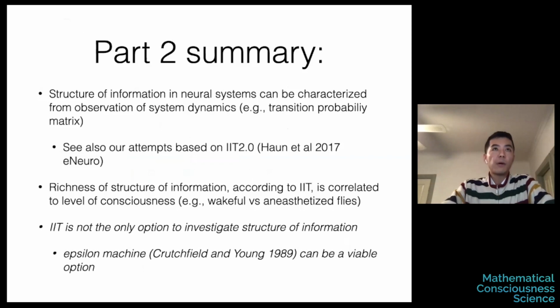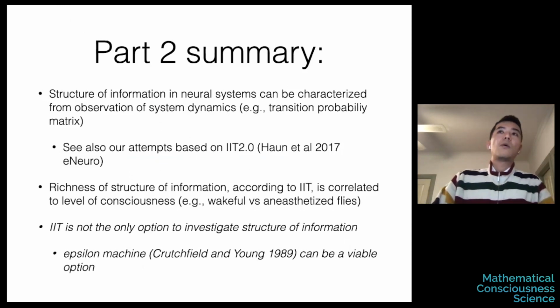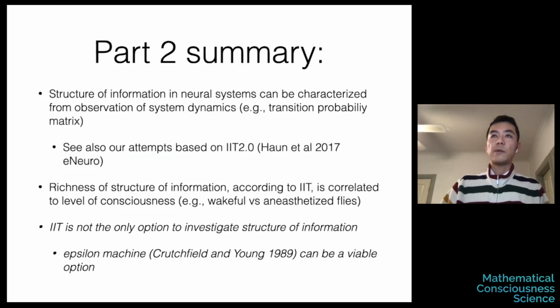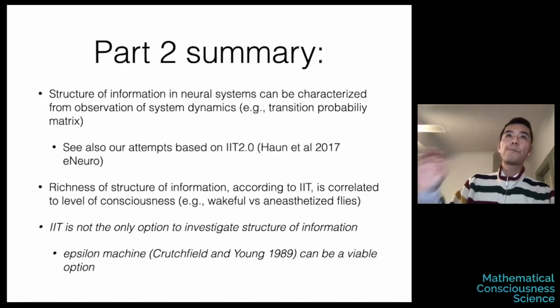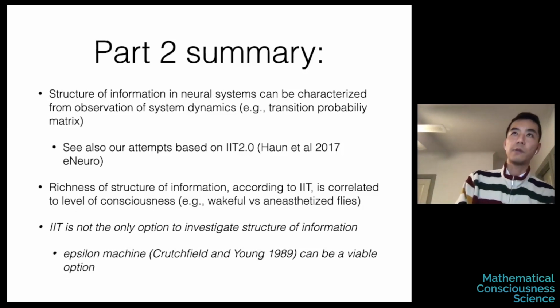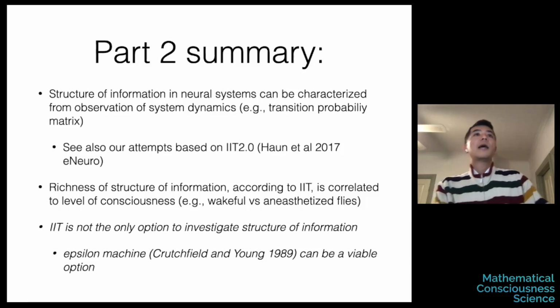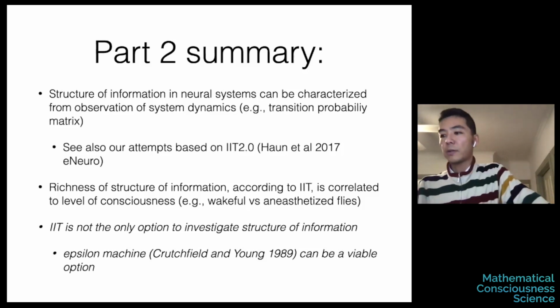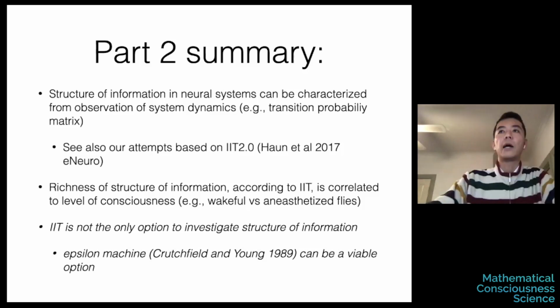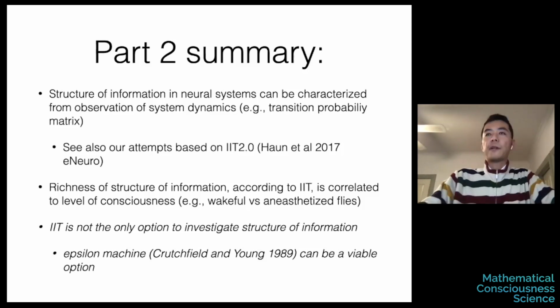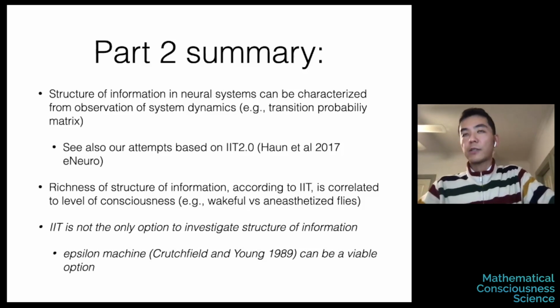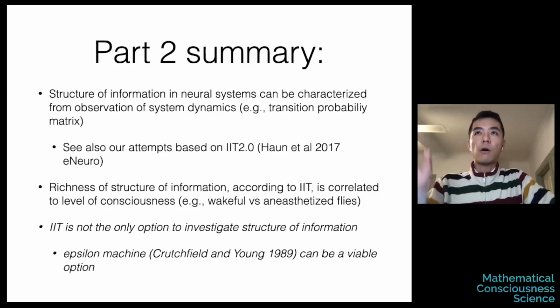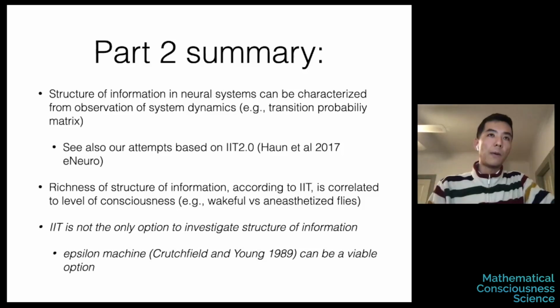So to summarize, in part two, I wanted to show the demonstration or feasibility of computing or characterizing the structure of information in neural systems. This is possible to do with the observation of system dynamics. We have done something similar using a previous version of IIT, and we are now doing the same thing with a newer version of IIT, but now focusing on qualia rather than the level of consciousness.